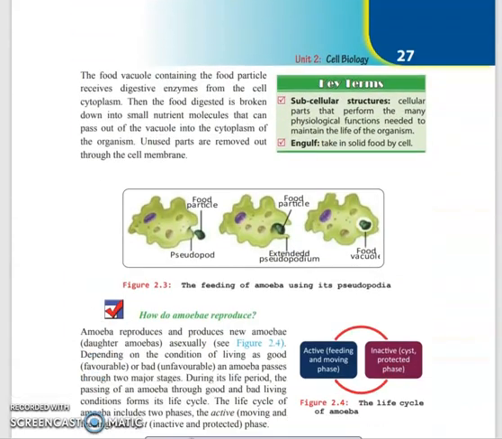The food vacuole containing the food particle receives digestive enzymes from the cell cytoplasm. Then the food digested is broken down into small nutrient molecules that can pass out of the vacuole into the cytoplasm of an organism.